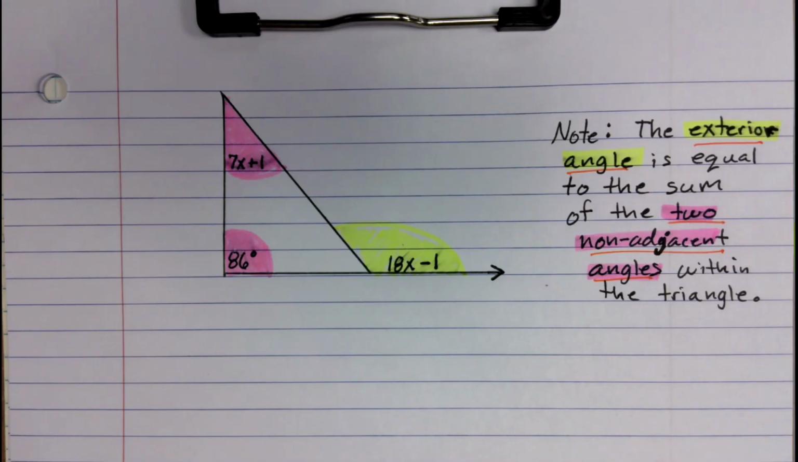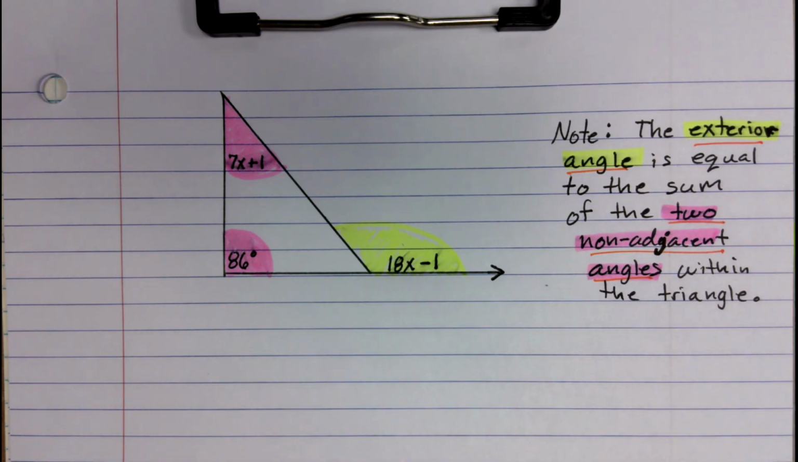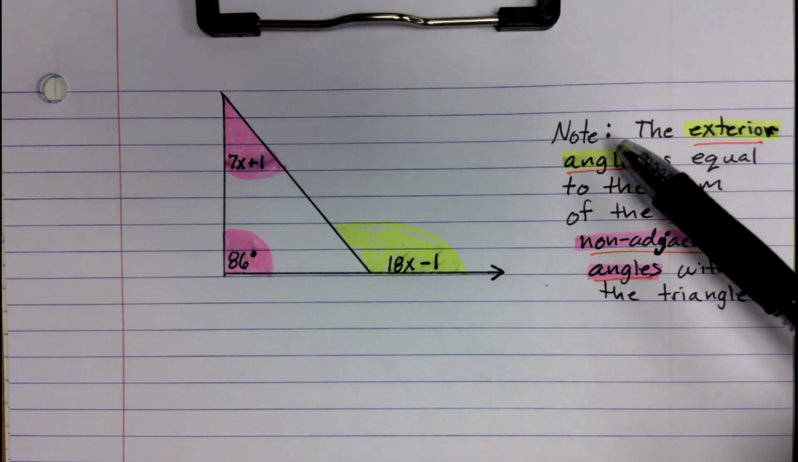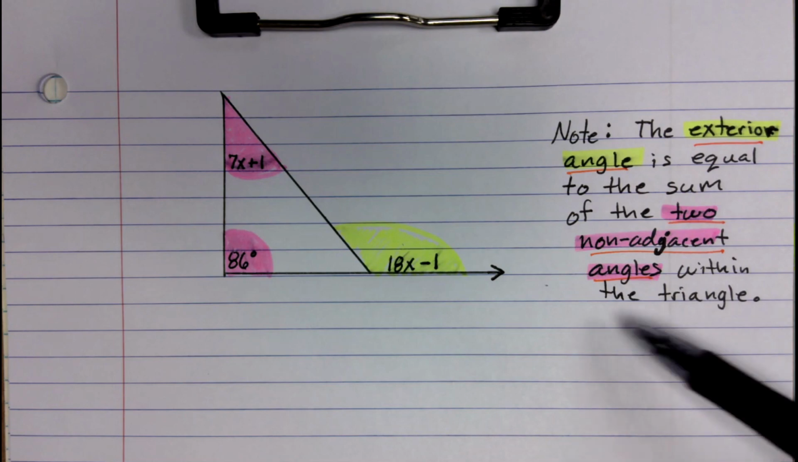Alright, in this video we are going to be solving for x for this triangle here. In order to solve one of these, or if it was asking you to find an angle, there's a couple things that you've got to remember. I wrote a note up here, and the main thing is you need to remember that the exterior angle is equal to the sum of the two non-adjacent angles within the triangle.